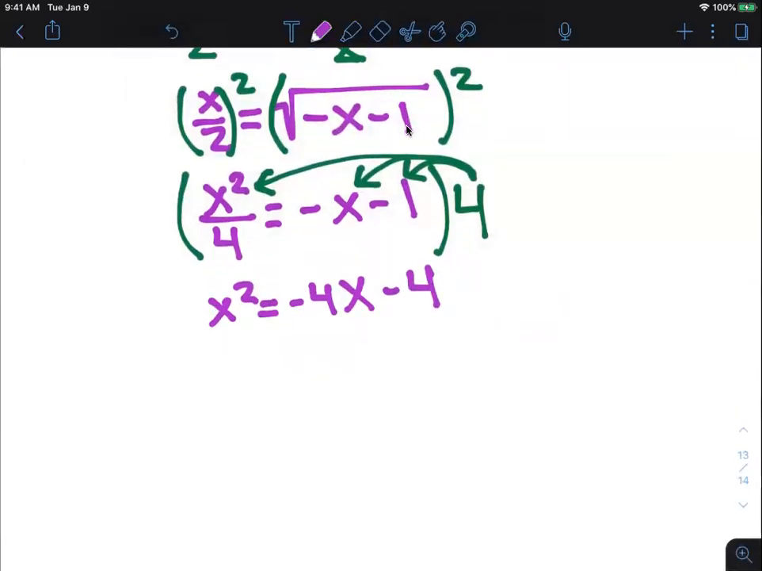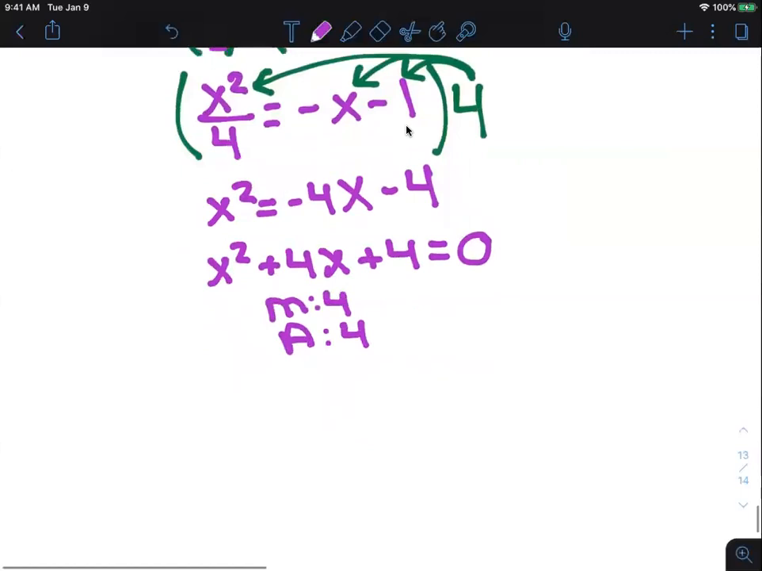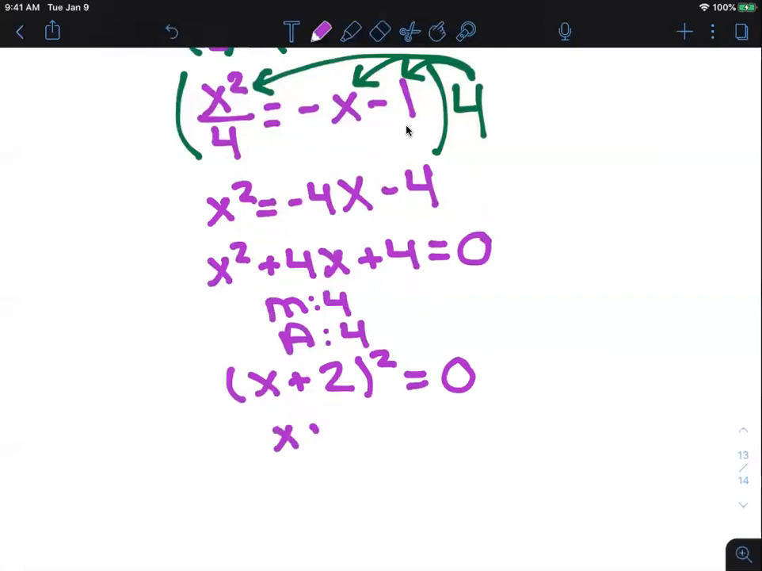It's a quadratic, so we want to get everything on one side here. So I'm going to go ahead and add 4x and add 4 so I can have it equal to 0. So I can use the zero product property and factor this. Two numbers that multiply to 4 and add to 4 are 2 and 2. So I can break that up into x plus 2 times x plus 2, or you can simply write that as x plus 2 squared. So I'm going to set that factor equal to 0. x plus 2 equals 0, and x is negative 2.